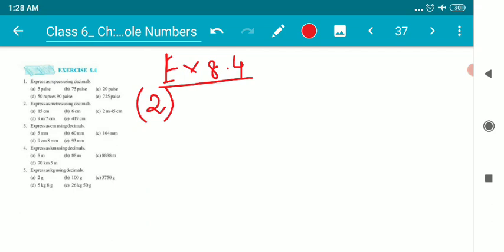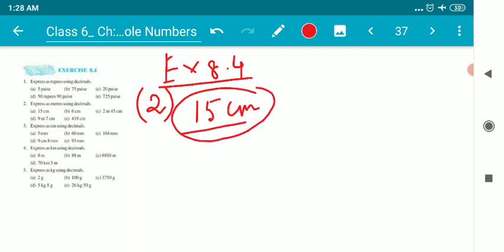Express as meters using decimals. Children, we are given some measures which are in centimeters. As I'm writing on my board, that is 15 centimeter, and I'm asked to convert this measure or magnitude into meters. If I express 15 centimeter in meter, how much will it be? That is to be calculated.